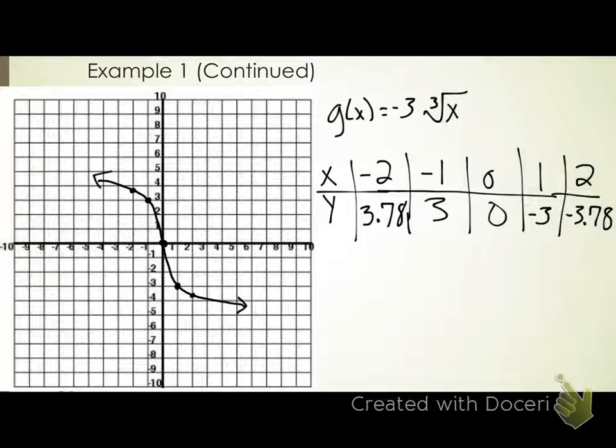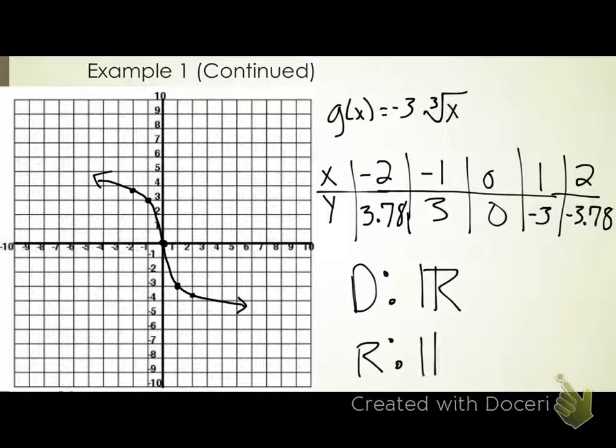Okay, now it wants me to describe my domain and range. My domain is all real numbers. There's no stopping point going to the left. It's going on forever and ever. There's no stopping point to the right. What about my range? That's also all real numbers. Because while it's going to the left, it's still going up, forever. As it's going to the right, it's going down forever. So there's no stopping point up or down either. Any questions on my domain and range here?